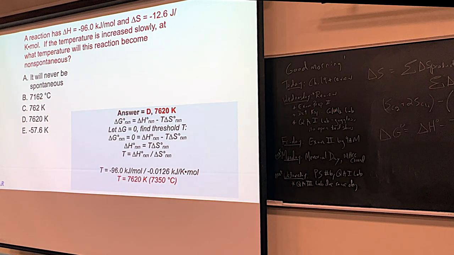So when you solve for the temperature, let delta G be zero, so delta H equals T delta S, and you can solve for T. In this case, the temperature that pops out is 7620. Above this temperature, that's when the reaction becomes positive delta G, non-spontaneous. If it's less than this number, then it will be spontaneous. You'll have negative delta G. This is kind of the opposite of what we did in problem set 5. We did a problem where we wanted to figure out where the temperature became spontaneous. In this reaction, above this temperature, it's non-spontaneous.